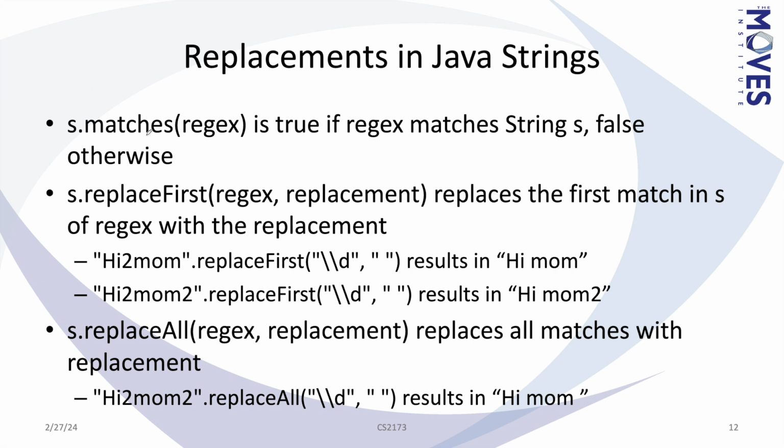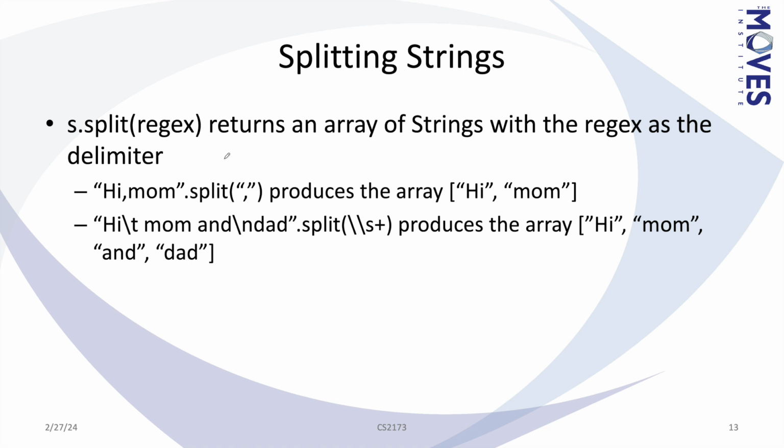So the string class has some nice methods such as matches, which is true if it matches and false if it doesn't. We have replace first, replace all. Those are the options. And the one thing we didn't get to is splitting, which is something that is going to come into play in at least one of the next exciting things that I'm going to have you do.